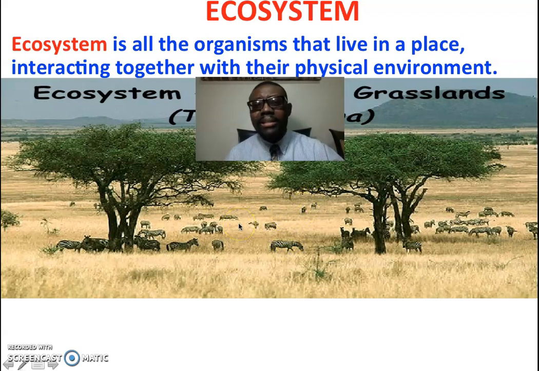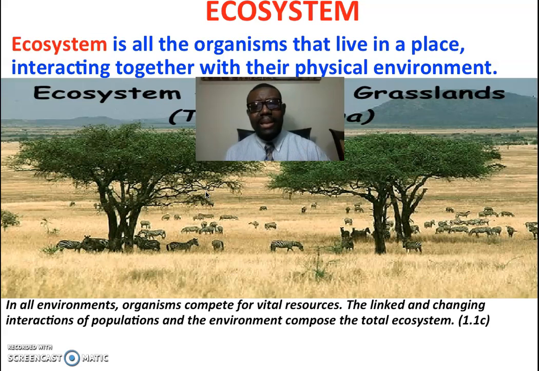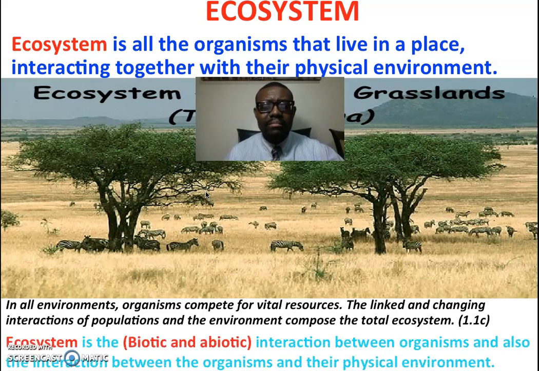So when organisms, which are the biotic part of the ecosystem, interact with the abiotic factors and also themselves, how they interact together, we call it ecosystem. So ecosystem simply means biotic plus abiotic, and also the interaction between the organisms and their physical environment.